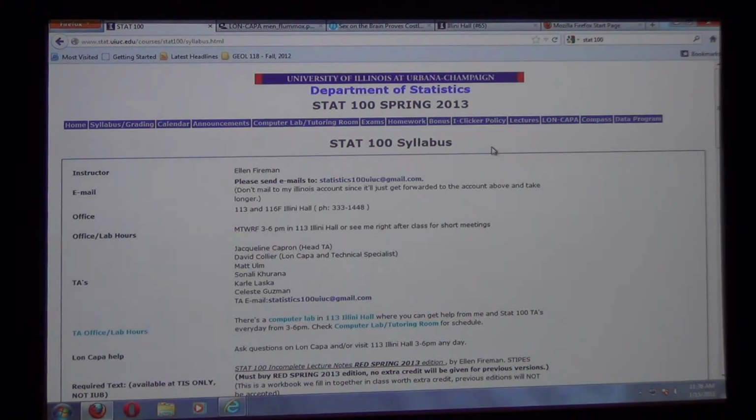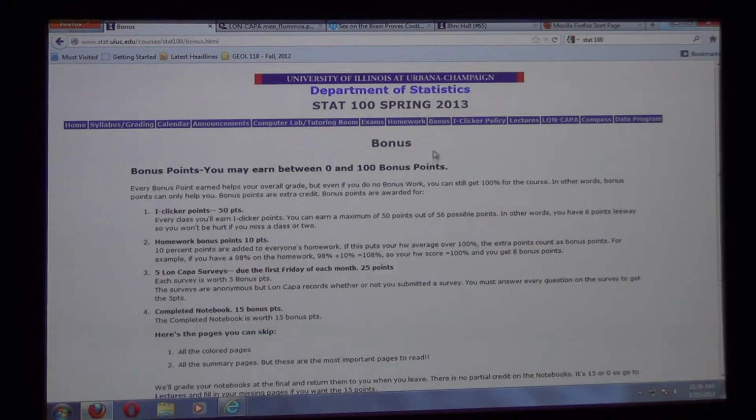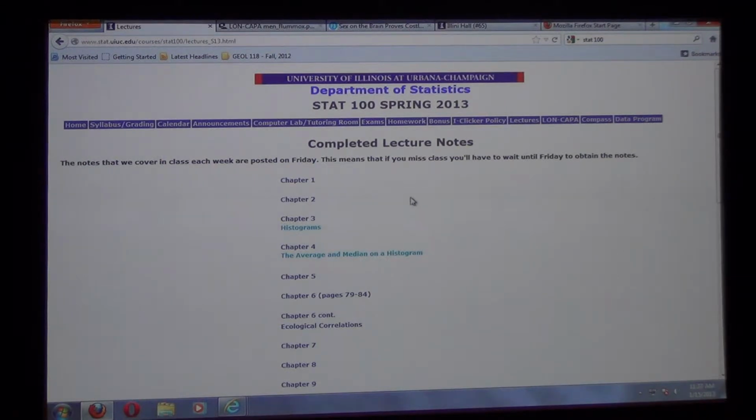I said you get bonus points for filling out the notebook. Maybe I didn't, but here's how the extra credit figures in. So if you do complete well, what if you miss a lecture? Well, you can go to lectures, or if you just want to look at a lecture again because your handwriting's terrible, you go to lectures and you can click on these, and these are all the filled in lectures.